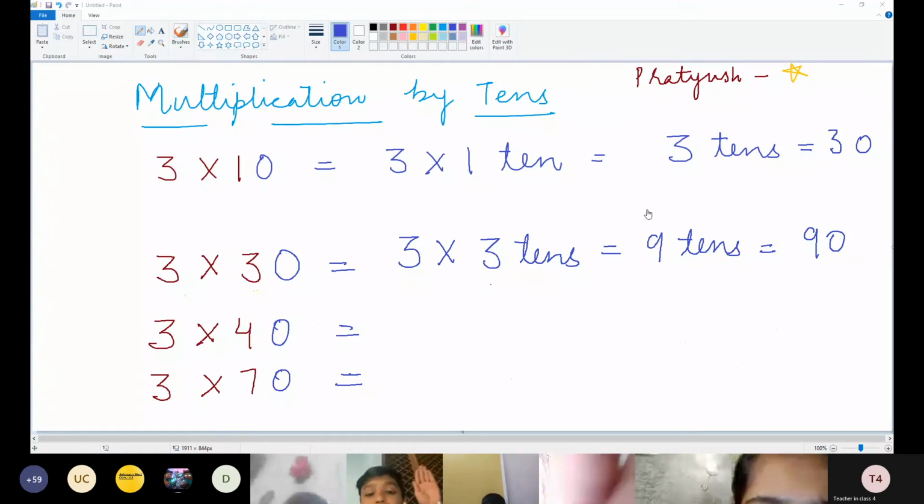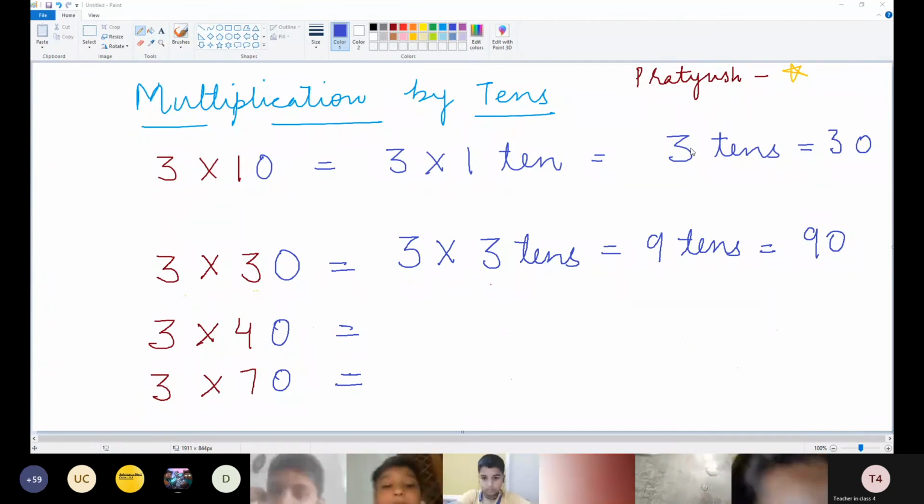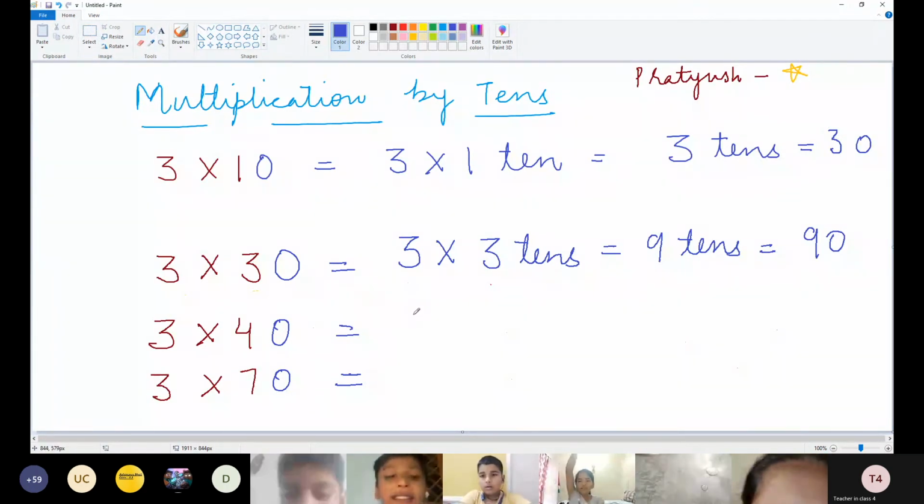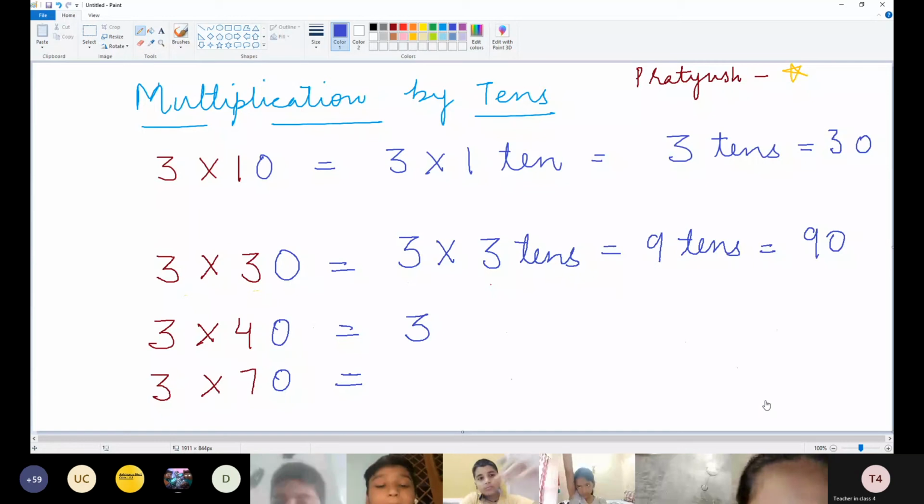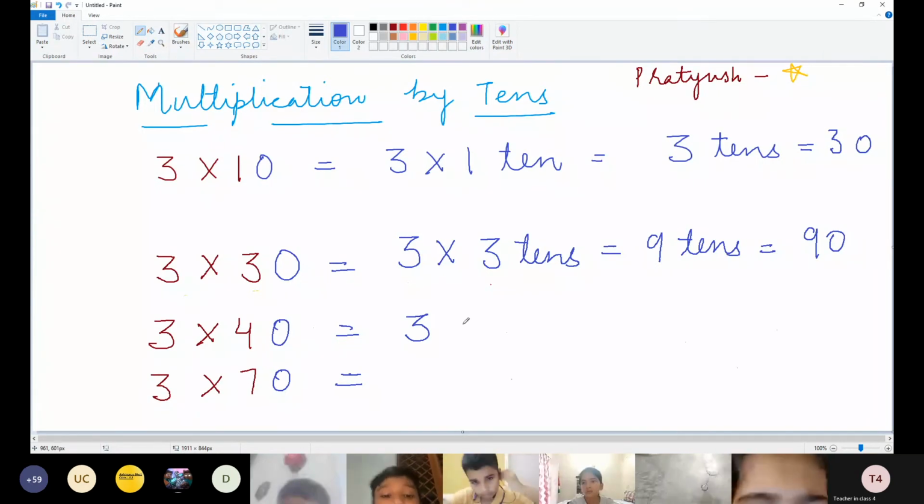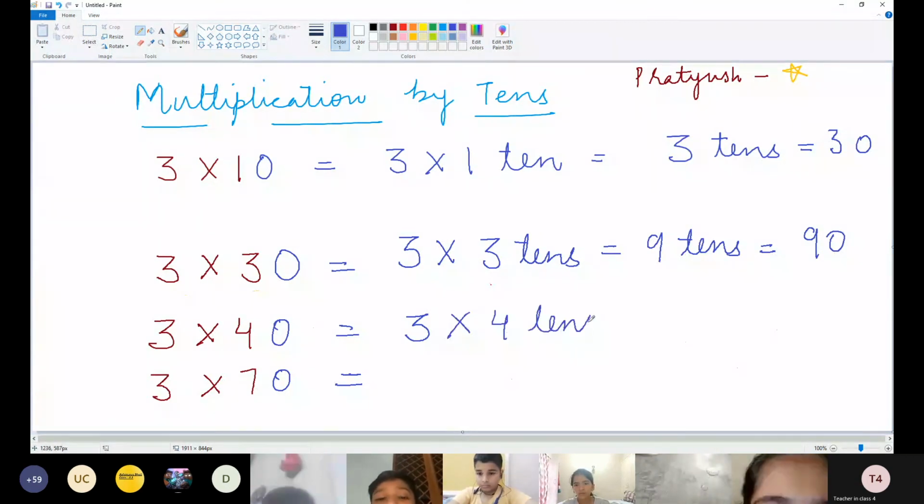Okay, Swastik. So you want to answer? You will answer the first question. 3 multiplied by 40. What will come next? The answer of 3 multiplied by 40 is 120. Beta, so what will be the next step? यहाँ पे क्या आएगा? 3 multiplied by 4 times equals 12 times. 12 times equals 120. Here what will come?